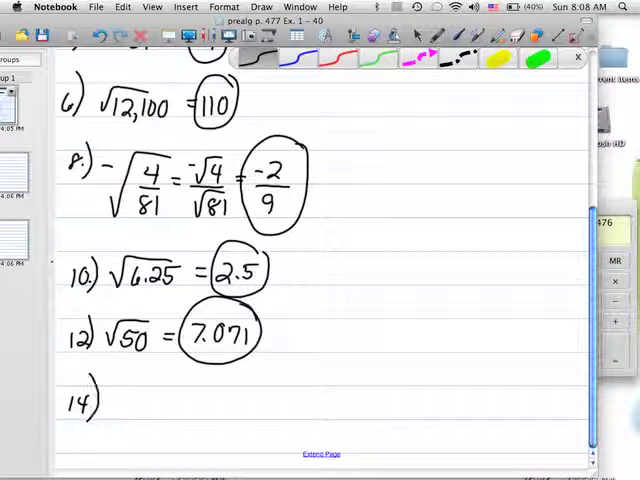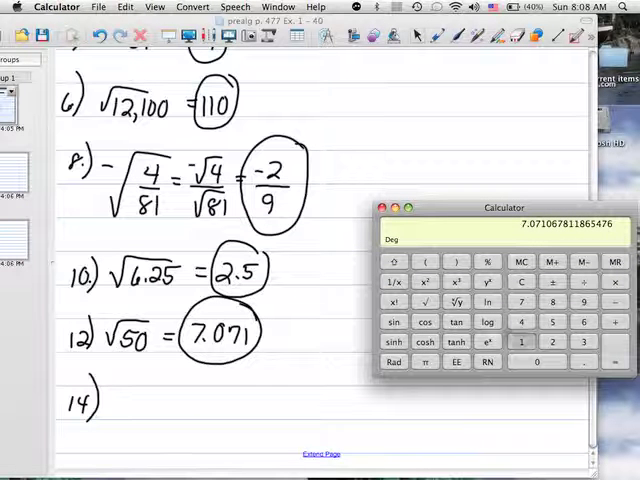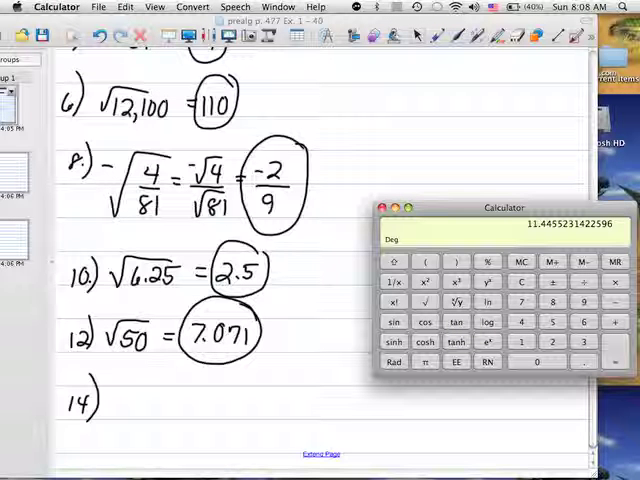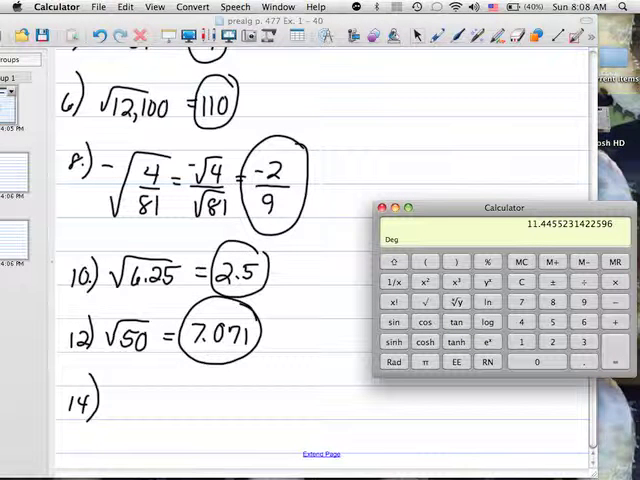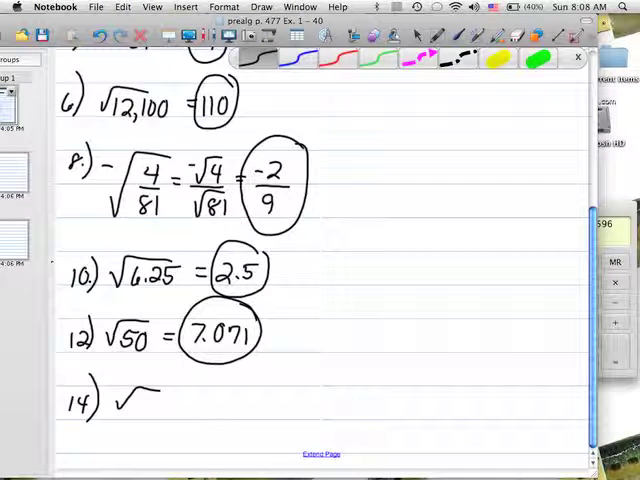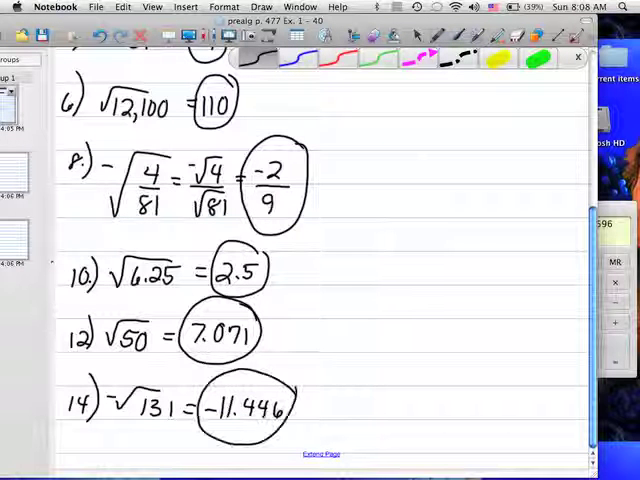Number 14, also to the nearest thousandth. Put in 131. Take the square root of that. And to the nearest thousandth, the 5's in the thousandths place, the 5 after it will make it go up to 6. So our answer, remember, it was negative, is negative 11.446.